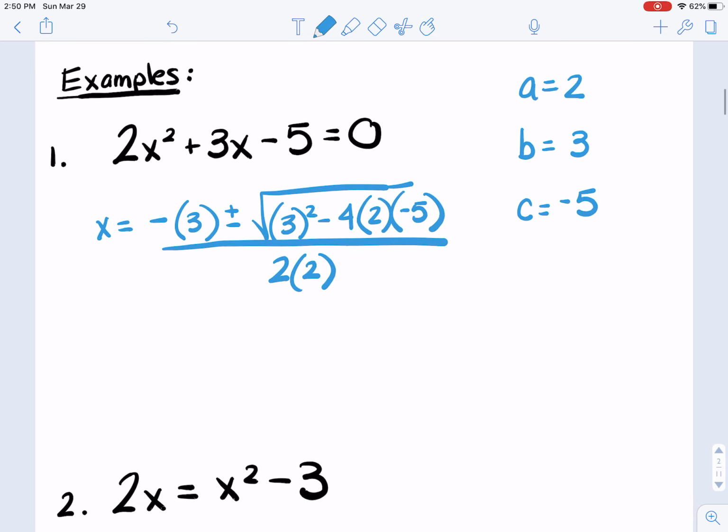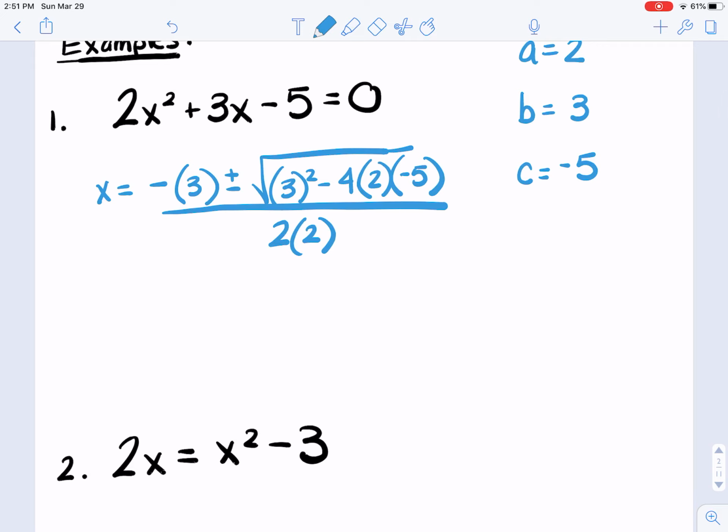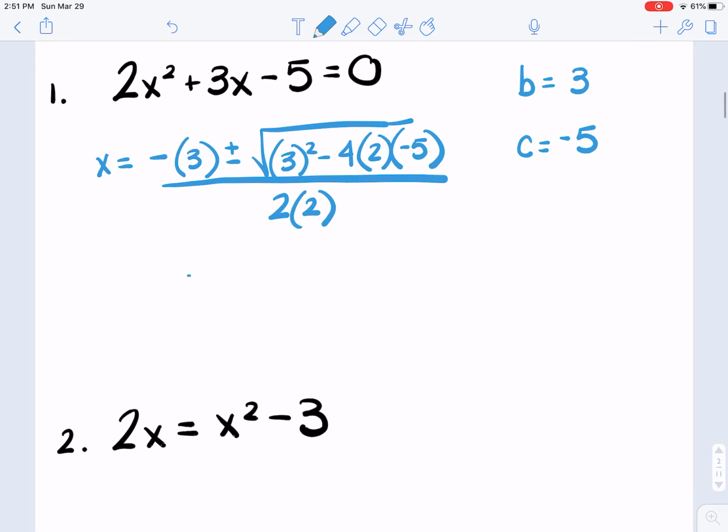Now, at this point, I plugged in all my a, my b, and my c into the equation. Technically, you can type this all into your calculator. You have to be very, very, very careful with the parentheses. What I would highly recommend you do, instead of typing in a calculator at this stage, is clean it up a bit. Some of this math can be easily done in your head, such as making the 3 negative, plus or minus. 3 squared is 9.